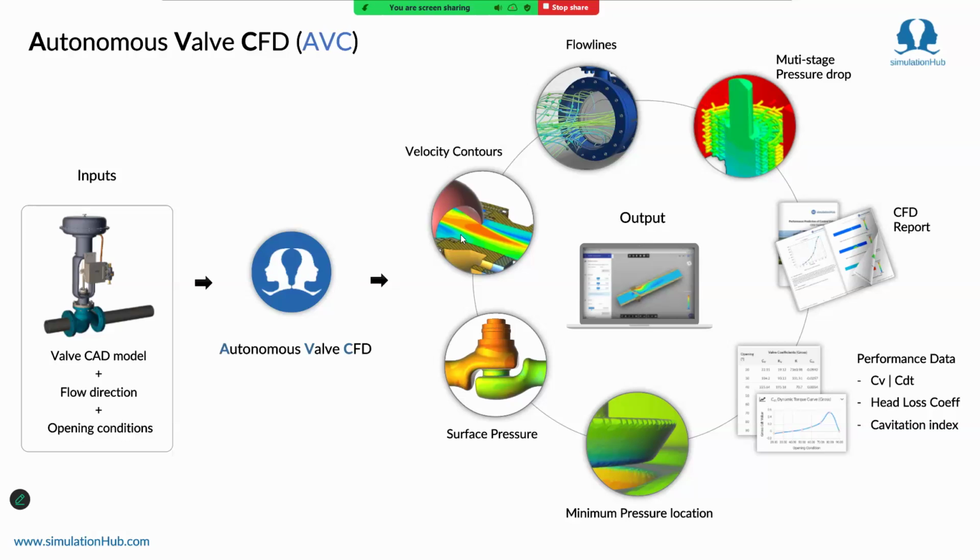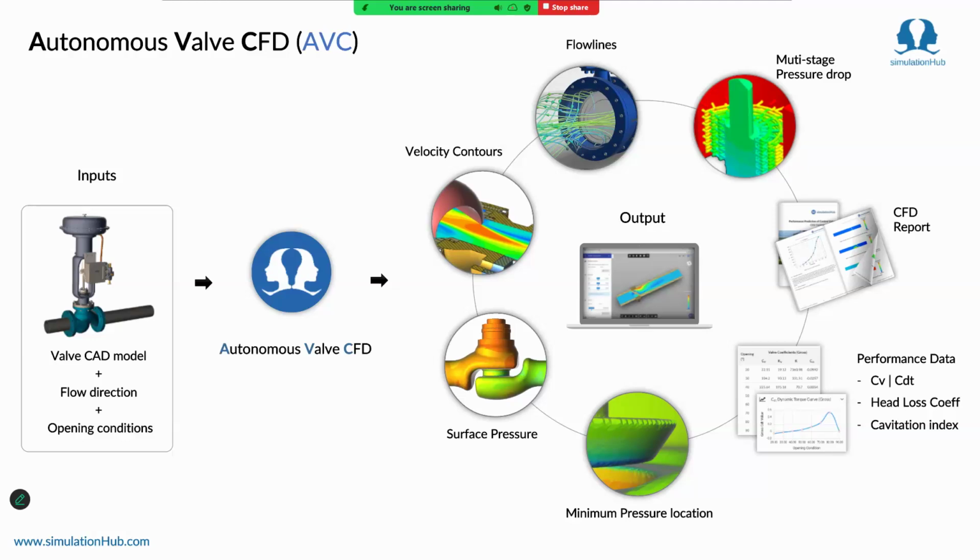After the simulation, you have velocity contours, flow lines, surface pressure, minimum pressure locations. The insightful parameters that you get from CFD are visualized in AVC. You also get quantitative data in terms of plots and graphs and tables, and everything is consolidated into a CFD report autonomously. So you get all the quantitative data and the qualitative data in a concise, crisp CFD report.